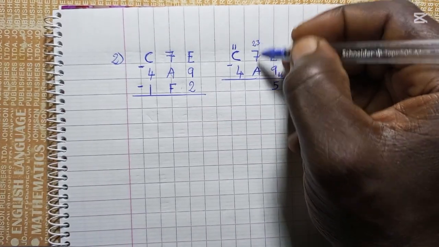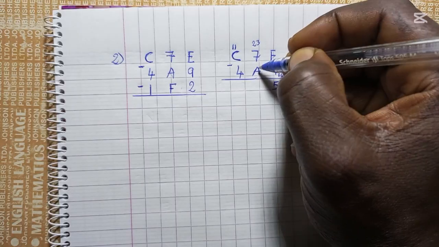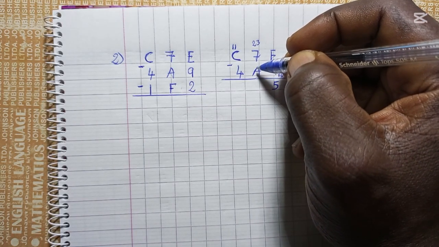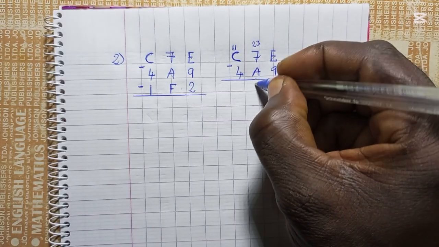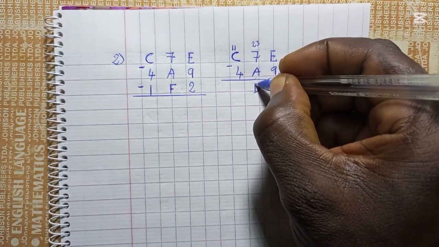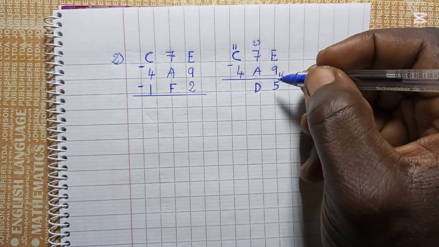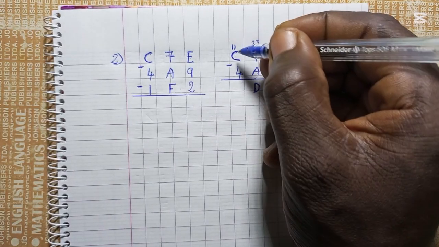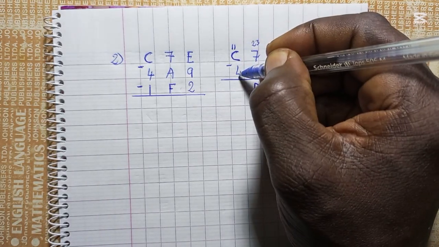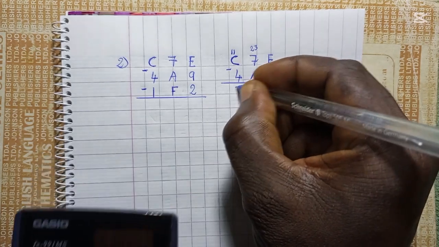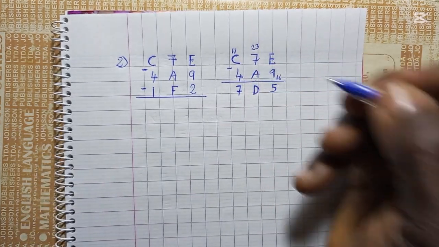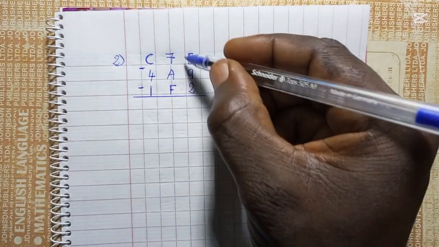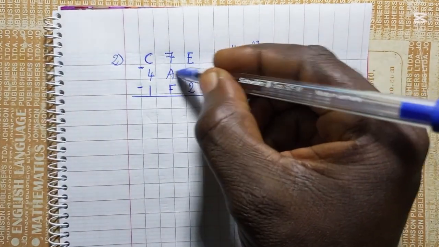Now 23 minus A, which is 10. 23 minus 10 is 13. And 13 is equivalent to D. I'm going to write D here. Then remember we have 11 left. 11 minus 4 is 7. So this is the answer I got right here from these two values.